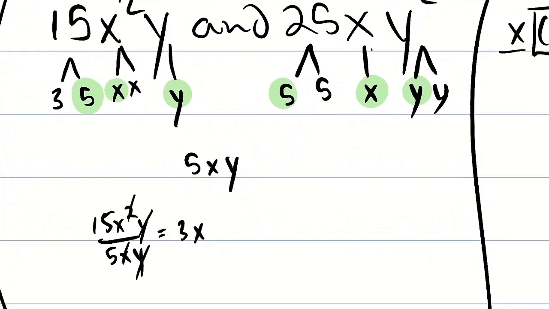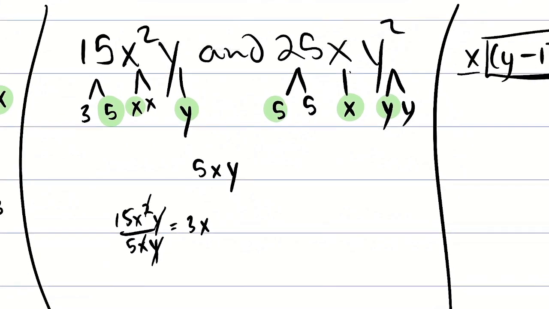So let's look at the next term here and check it. We've got 25xy squared divided by 5xy. 25 divided by 5 is 5. And the x's cancel out, and then you end up with one y in the numerator, so 5y. So that is not a fraction, so check, and we are done with that one. So the greatest common factor between these two terms is 5xy.